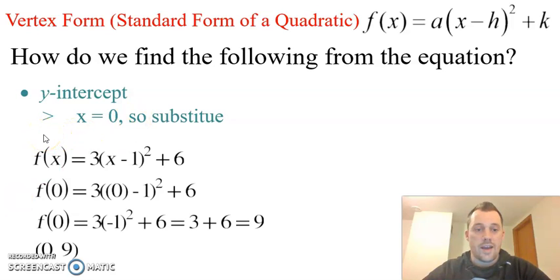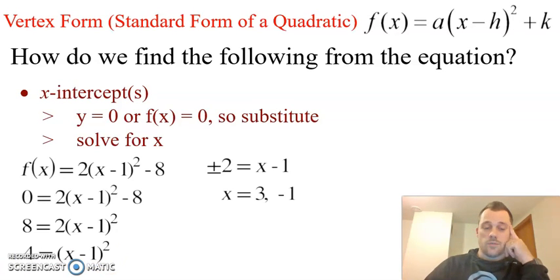Y-intercept, we know x is always equal to 0 in that case, so we just go ahead and substitute that in and evaluate f of 0 given our function. In this case, remember order of operations, or PEMDAS, so we do parentheses first, we get -1 in there, square it, we get 1, times 3 is 3, plus 6 is 9, so our y-intercept is 9.